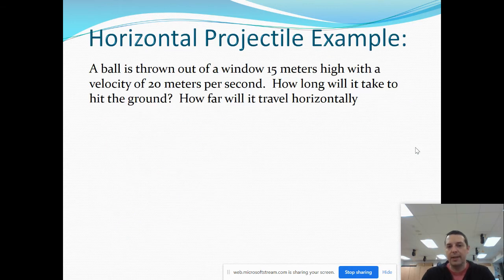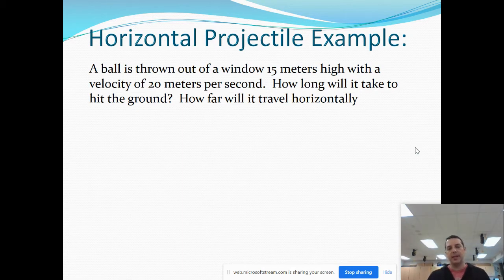Let's go ahead and try and demonstrate an example for this, and then we'll give you some practice so you can try it yourself. In this example, a ball is thrown out of a window 15 meters high, and it has an initial horizontal velocity of 20 meters per second. Right? So now we want to figure out how long it's going to take this ball to hit the ground. We're also going to want to determine how far it's going to travel horizontally.